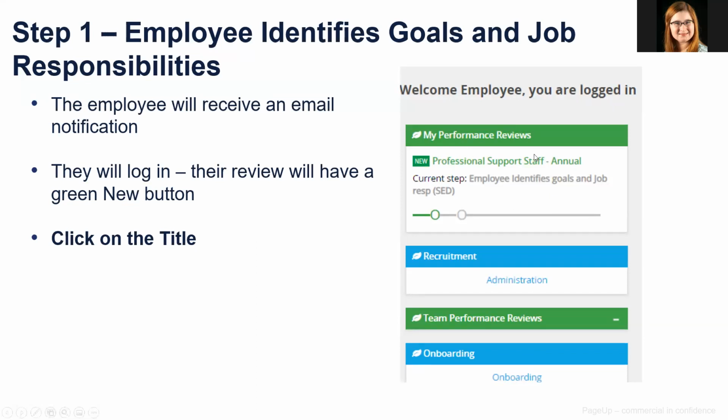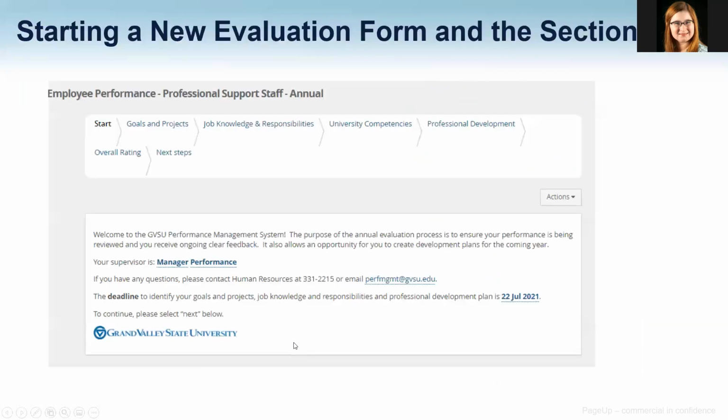And then they'll click on the title. The title will take them straight into the document. This is what the new evaluation form and all the various section types look like. So you will notice there is a start page. Every time somebody logs in, whether it's yourself or your employee, HR has added some start page information. So this one identifies who their supervisor is, when the deadline to complete this task is, and then basically how to actually move through by clicking the next button. Each one of these is a various section type, so it doesn't take long to actually complete this evaluation form.